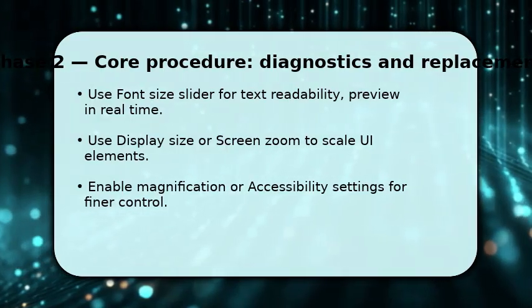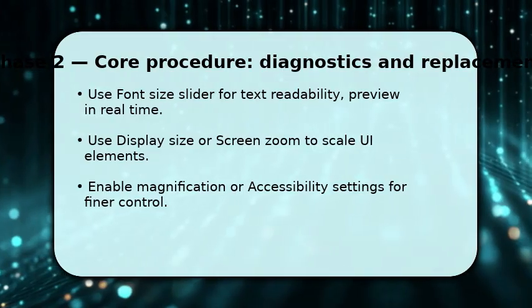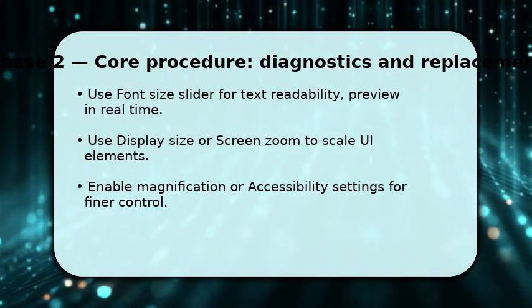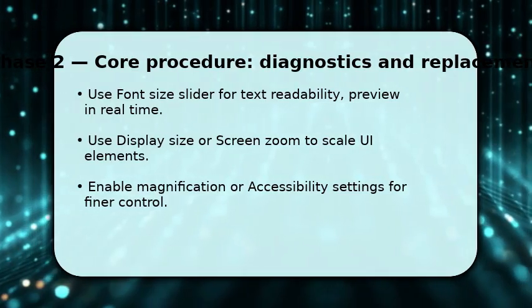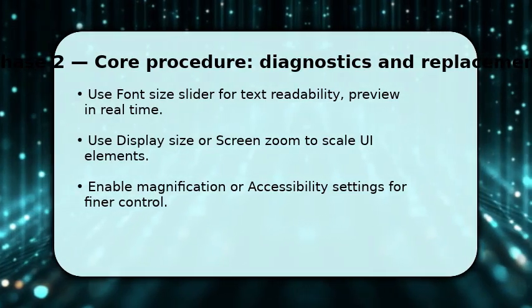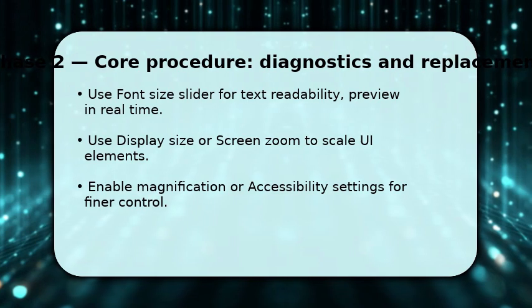If you need more precision, open Accessibility and enable magnification or custom DPI via developer options. These give finer control but may affect app layouts. Make sure to test the home screen and one app after each adjustment.